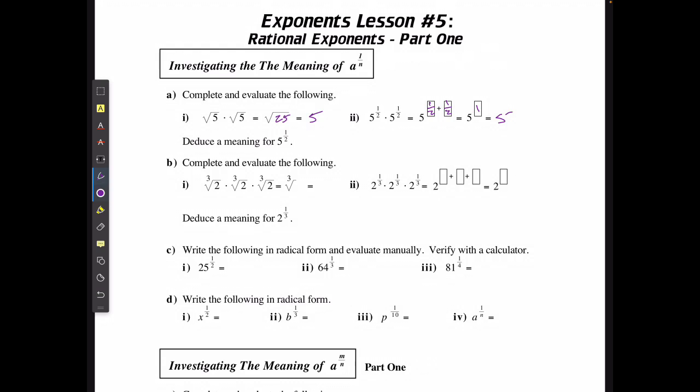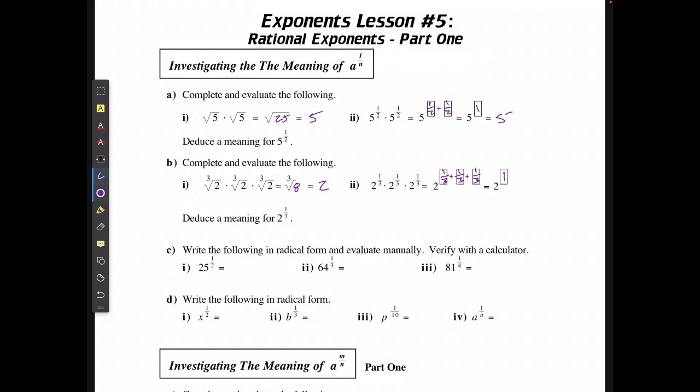If I had the cube root of 2 times the cube root of 2 times the cube root of 2, that's the cube root of 2 times 2 times 2, or 8, and the cube root of 8 happens to be 2. If I have 2 to the power of 1/3 times 2 to the power of 1/3 times 2 to the power of 1/3, 1/3 plus 1/3 plus 1/3 is 3/3, or just 1.